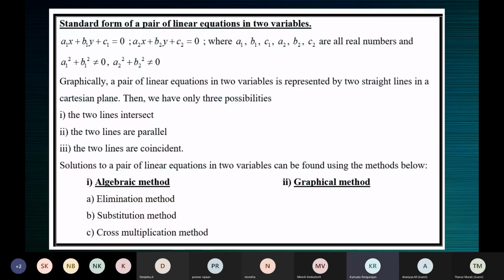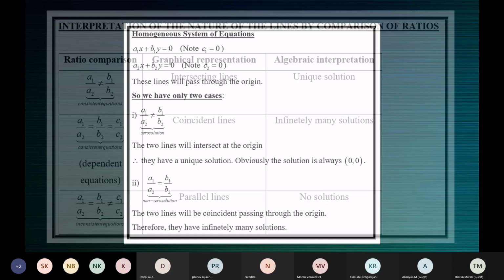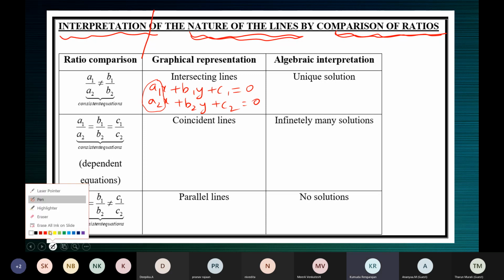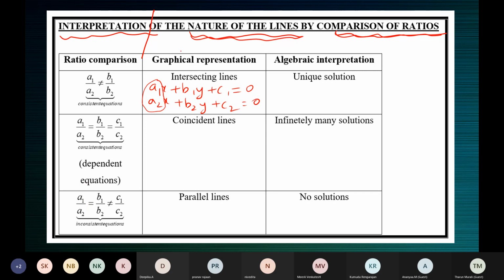That's what you see here in this table. You get the values A1, A2, B1, B2, C1, C2 by comparing the given equations with the standard form. We'll see this again in the next class. Let's finish it. So intersecting lines, unique solution; coincident lines, many solutions; parallel lines, no solution.